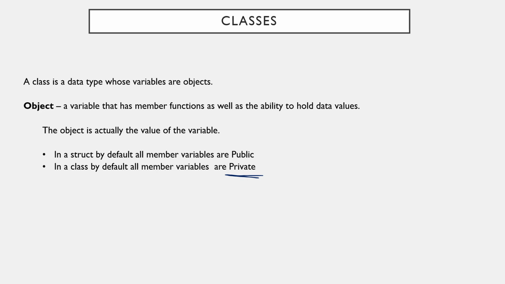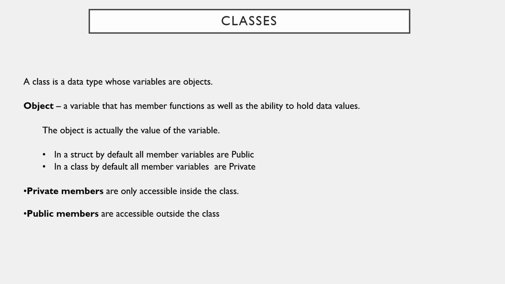You use the keywords private and public, and there's also protected, to indicate what you want to be private and what is public. Private members are only accessible inside the class, and public members are accessible outside the class using the dot operator. We're going to get into accessor and mutator functions, or getter and setter functions, in a moment.